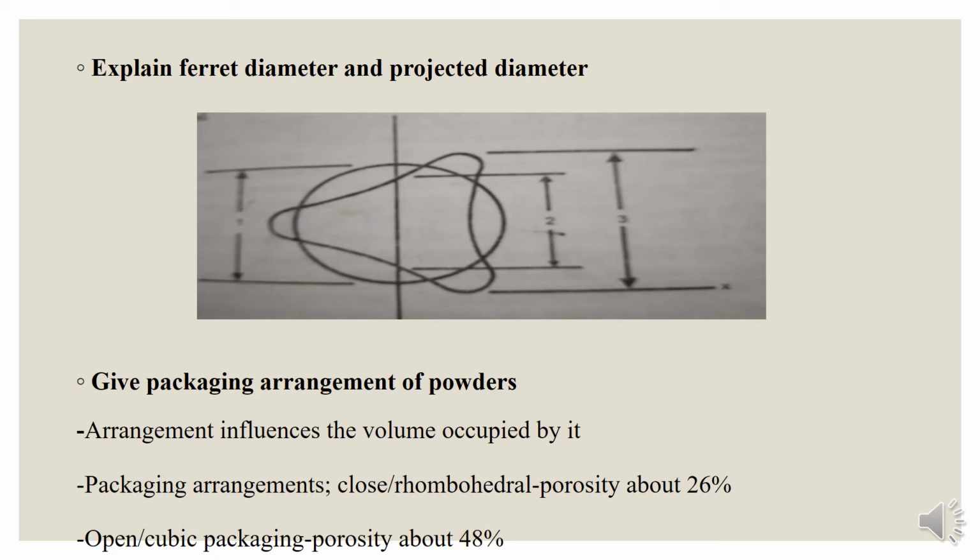One is known as closest or rhombohedral packing, and the second one is open or cubic packing. In case of closed packing, the porosity of the powder is about 26%, and in case of open or cubic packing, the porosity is about 48%. Normally, if the porosity is above 15%, we can tell that some aggregation or flocculation has happened in that powder.